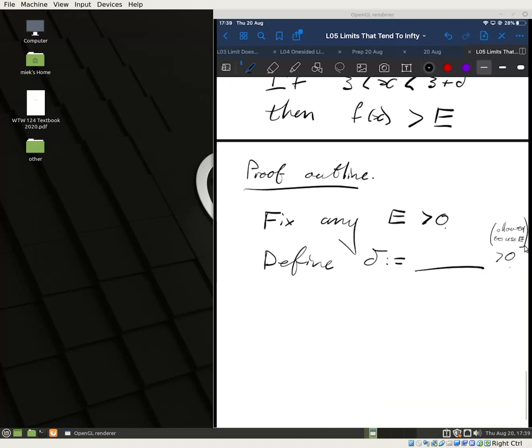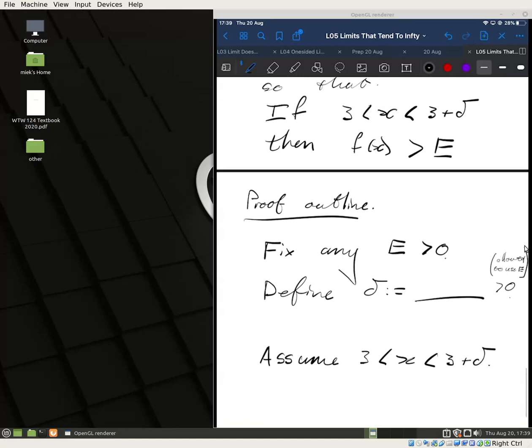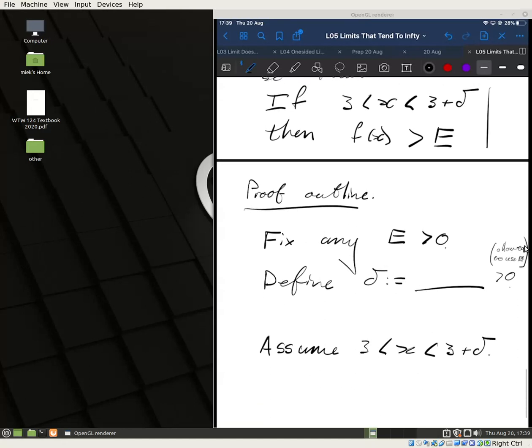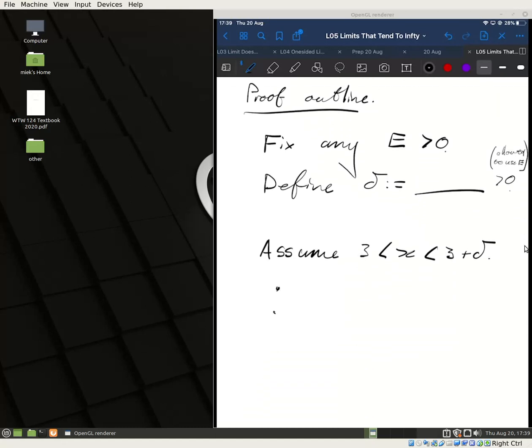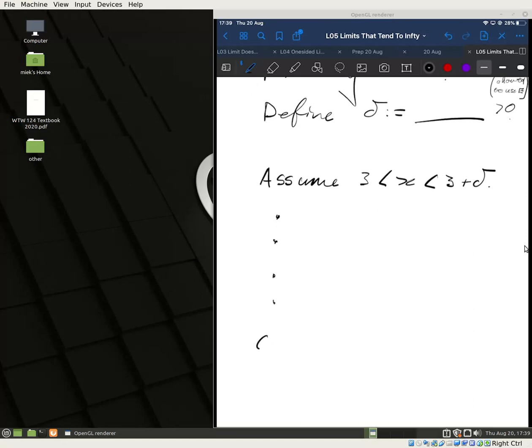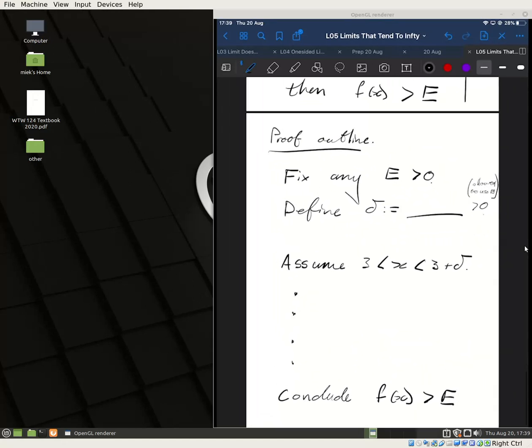Then we need to assume that x is greater than 3 but less than 3 plus delta. That is because we want to prove this implication. And now here we want to do some work, and finally we want to conclude that f of x is bigger than E. So here is our proof outline. This is our plan of what we will need to do.